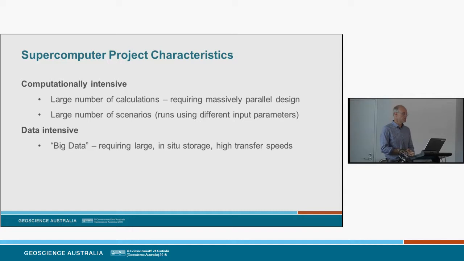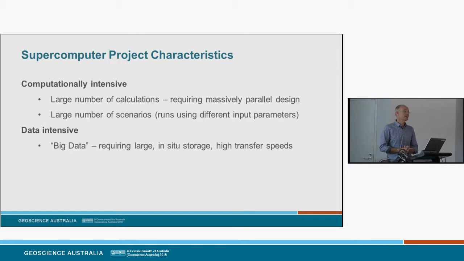They're very computationally intensive. Another option, and this is very common for GA projects, is where we have a large number of scenarios. So you may not have lots of individual calculations, but you want to run those calculations many, many times for different scenarios or different starting conditions, so input parameters.